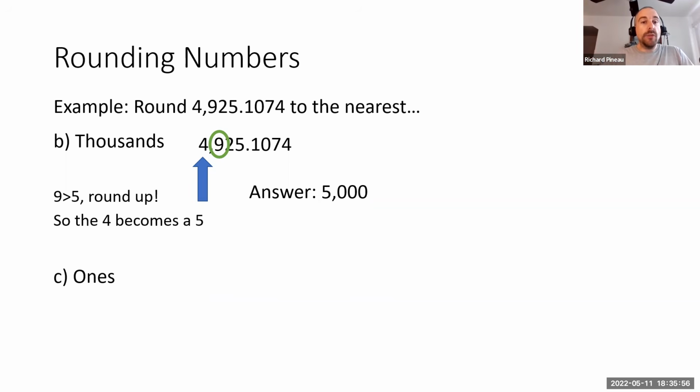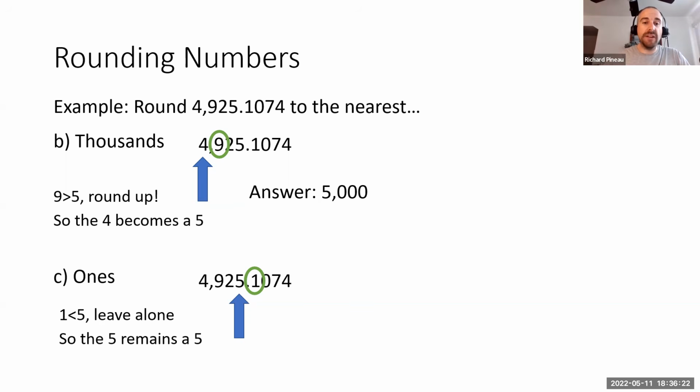Let's look at rounding this to the ones place. Okay, 4,925 and 1,074 10,000s. Where's the ones place? There it is, it's a 5, okay? We look at the digit that's to the right. In this case, it's a 1. Now, some people might wonder, well, what about the decimal place? We don't care. It's independent of the decimal place. Now, the 1 is clearly less than 5, so it's 4 or below. So we have to leave the 5 alone, okay? So that 5 is going to remain a 5. So the answer here, rounded to the nearest ones place, is 4,925.